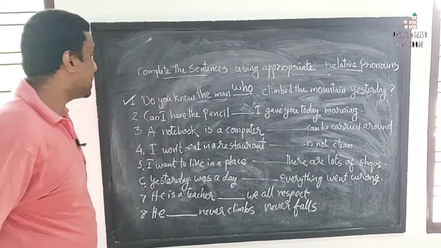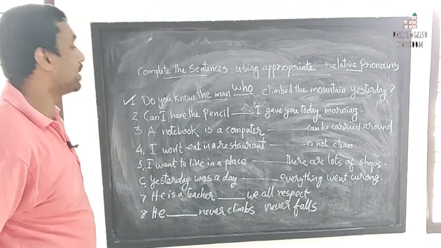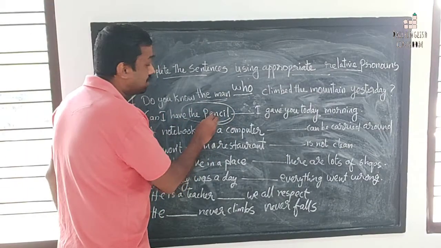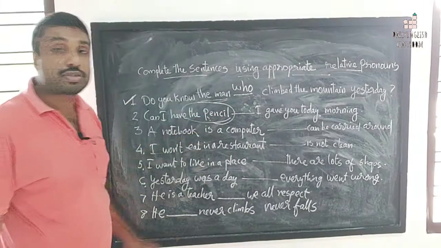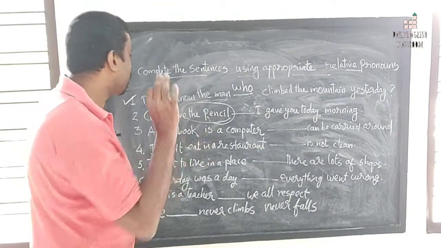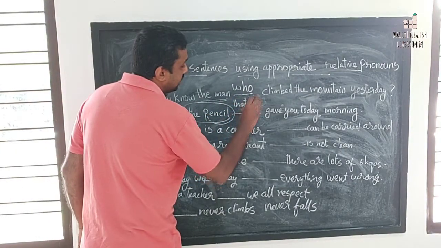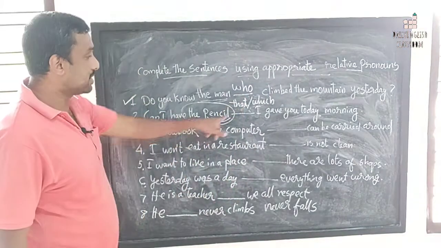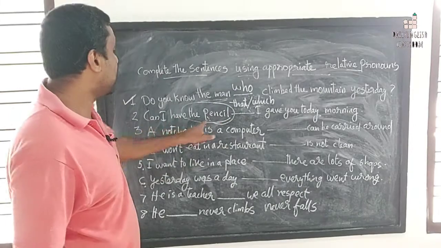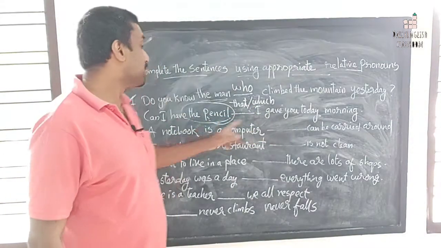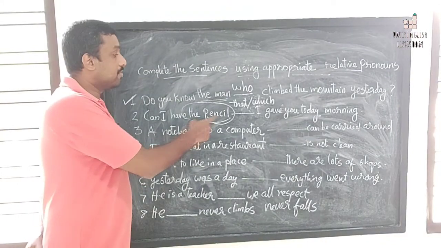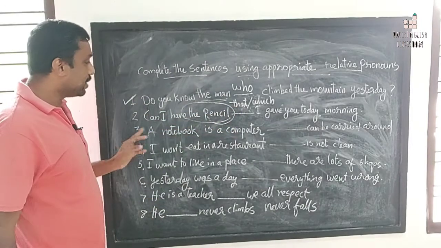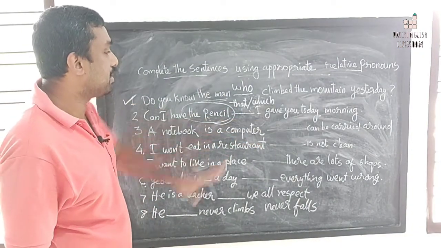Then the second one: can I have the pencil dash I gave you this morning? So here the relative pronoun is talking about a pencil, which is an object, not a person. So here you can use that or which. Both are correct. Can I have the pencil that I gave you this morning? Or can I have the pencil which I gave you this morning? Because here it is a thing we are talking about, and the relative pronoun which can be used here is which or that.